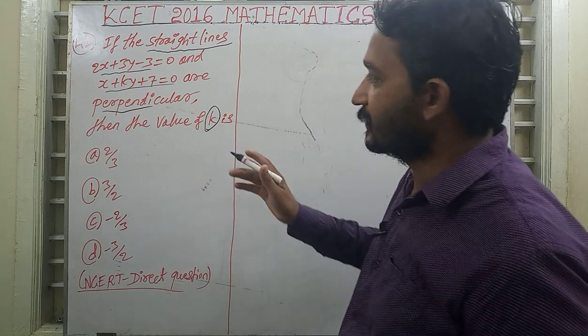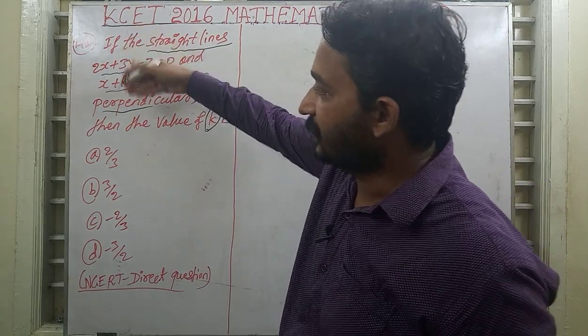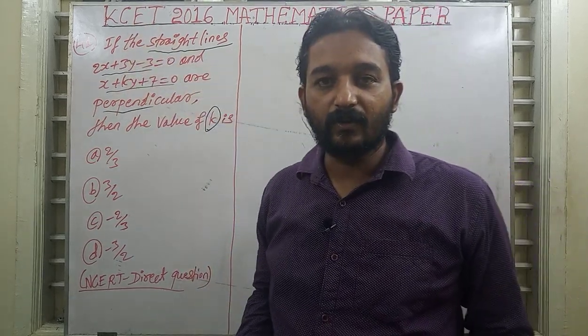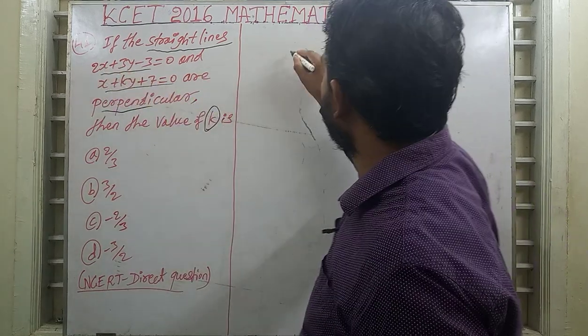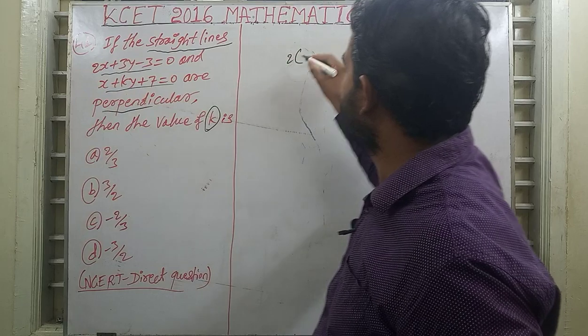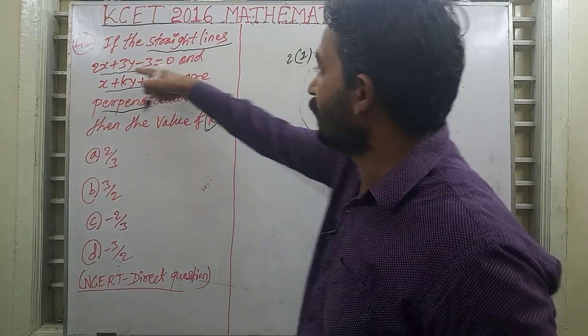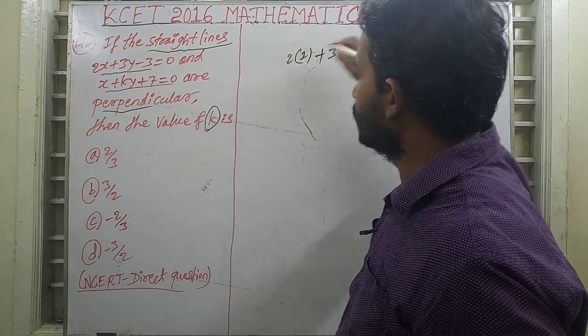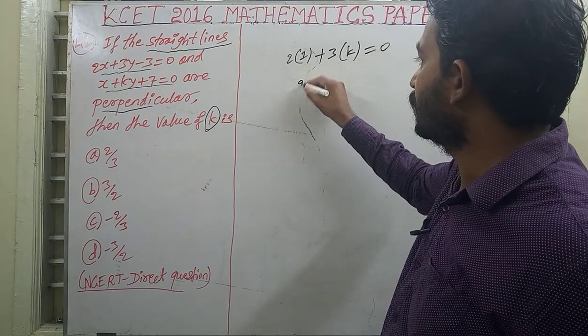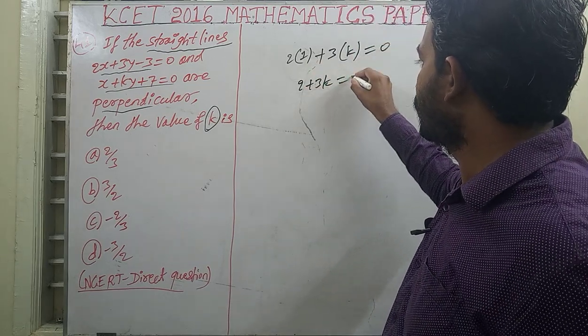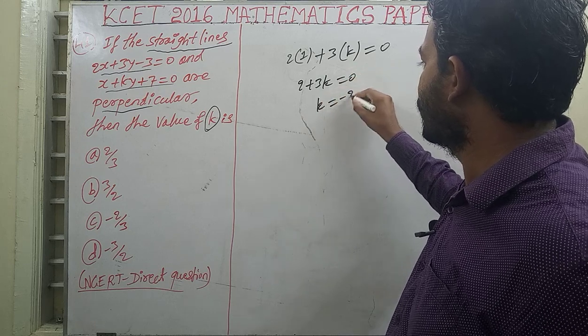In this case, the sum of the products of the x and y coefficients is always 0 in the perpendicular condition. So here the x coefficient is 2, into the other x coefficient 1, plus the y coefficient 3 of the first one, into the y coefficient k of the second one, is equal to 0. Now 2 ones are 2, plus 3k is equal to 0. Now k is equal to minus 2 by 3.